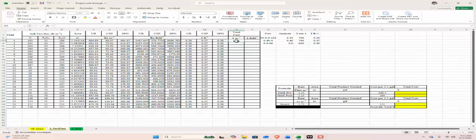Now, this is where you have to do some math. This is where you have to do a lot of formulating, because this is the number of the pounds of urea times the cost per pound plus parentheses times the cost of the phosphorus plus parentheses times the cost of the potash. And that should bring us all the way down.